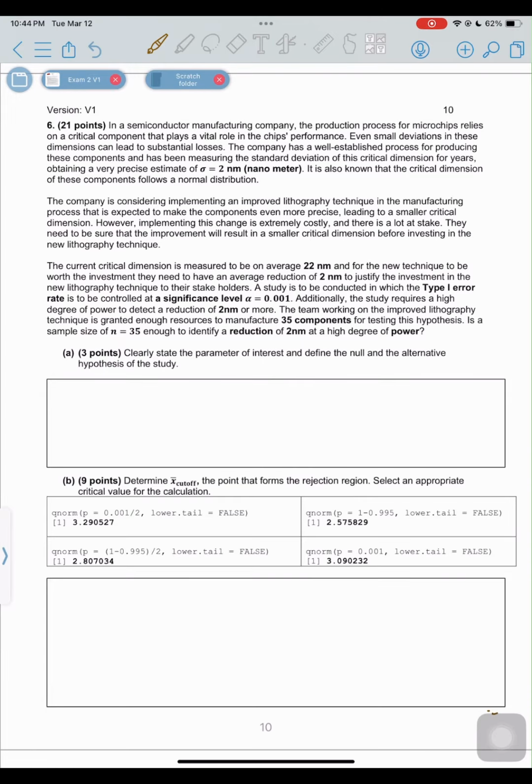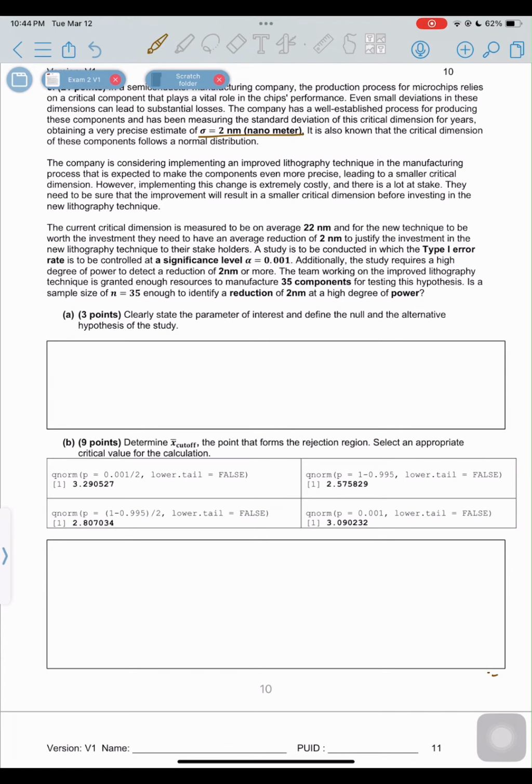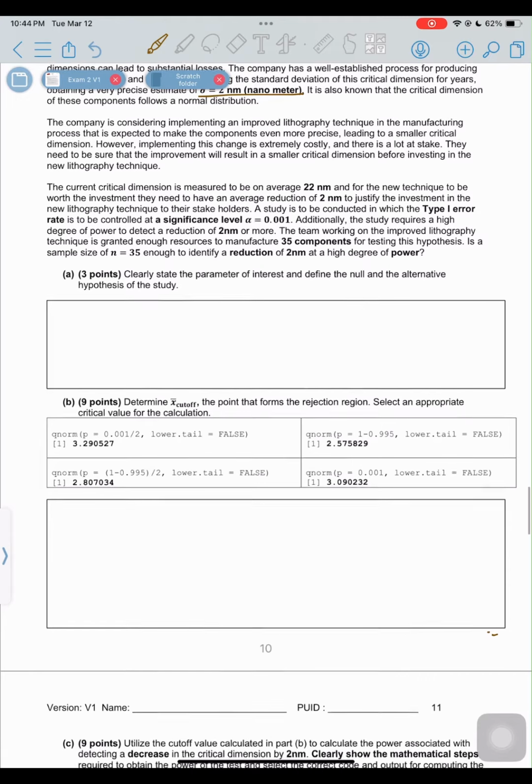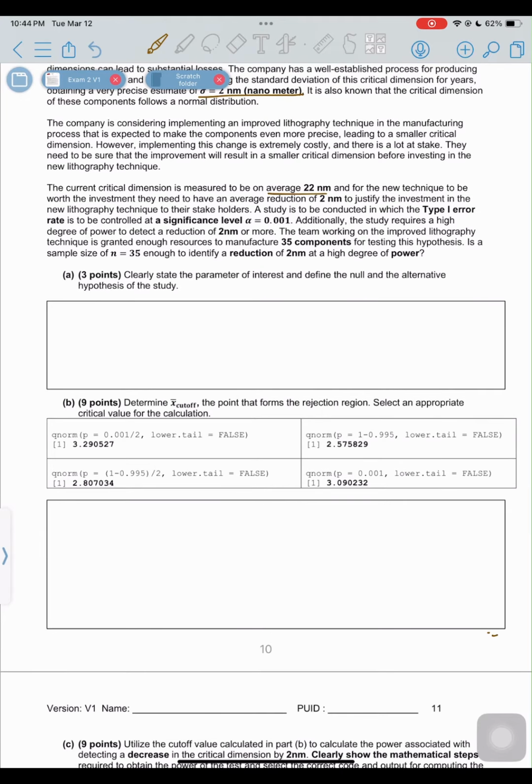Okay, this question asked, let's see. The component is a well-established process for producing this component and has been measuring the standard deviation, which population standard deviation is 2 nanometer. Okay, and you can read the rest. The current critical dimension is measured to be on average 22 nanometer. And for a new technique to be worth the investment, they need to have an average reduction of 2 nanometer to justify. A study is conducted and the significance level is 0.001.